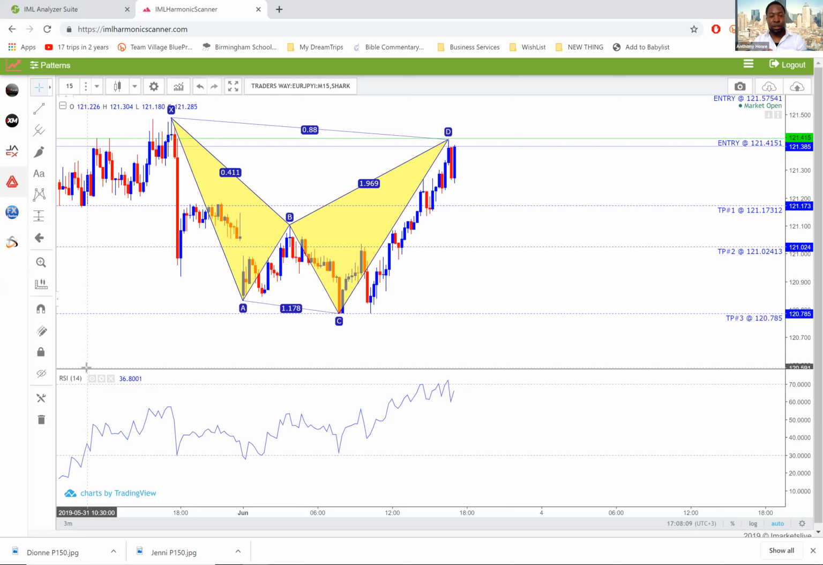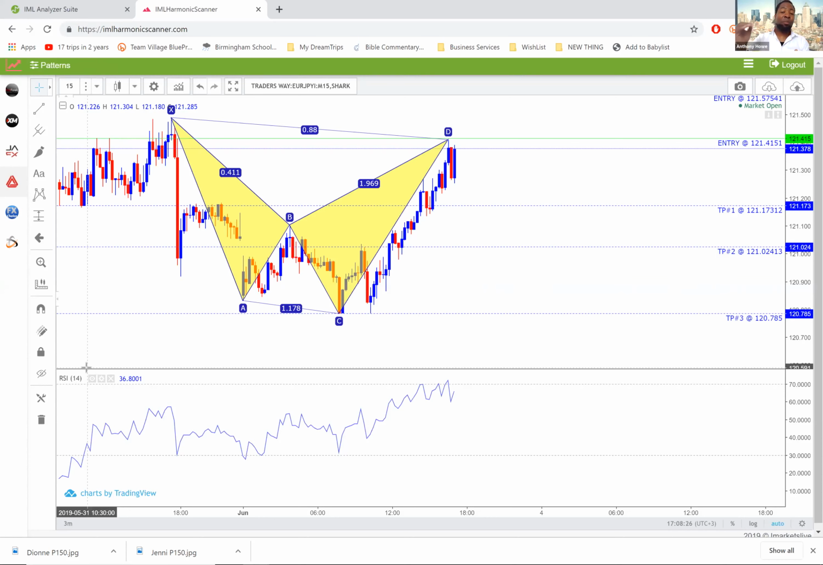TP stands for, make a note of this, take profit. That's the official term for TP, take profit. Write that down. So the Harmonic Scanner is telling you to enter into the trade at a particular price where it says entry. It's suggesting that you enter in there and then you stay in the trade all the way to TP1.